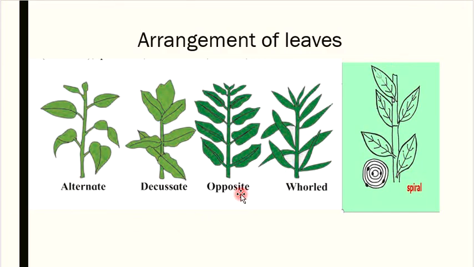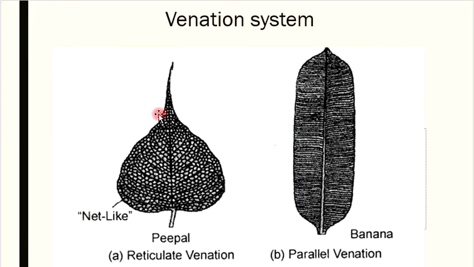Moving on to the arrangement of leaves on the stem, there is alternate arrangement, where the leaves emerge alternately on the stem. Another type of arrangement is called the decussate arrangement. Then there is opposite arrangement of leaves and whorled arrangement, and the last is spiral arrangement. Let's study the venation system in the leaves.